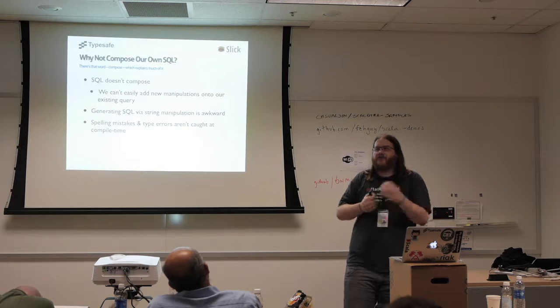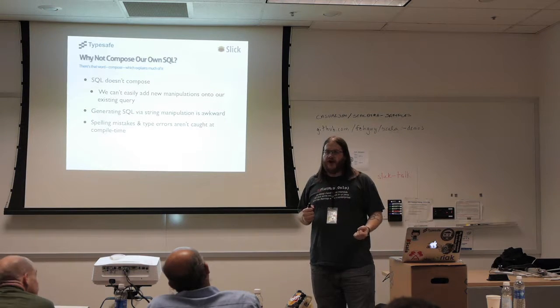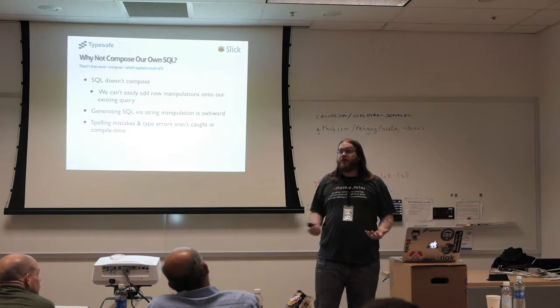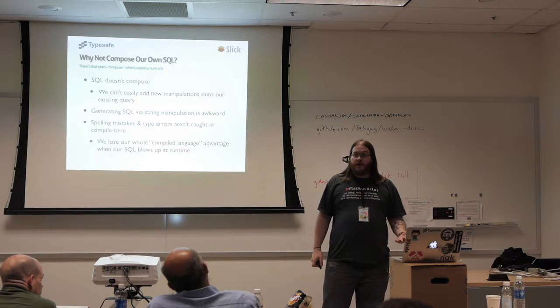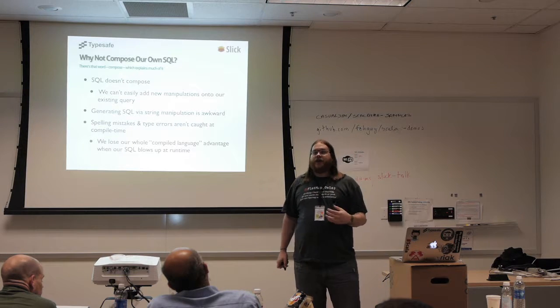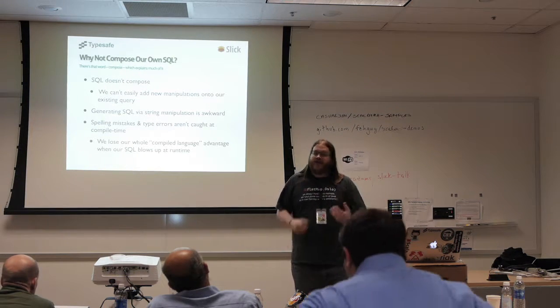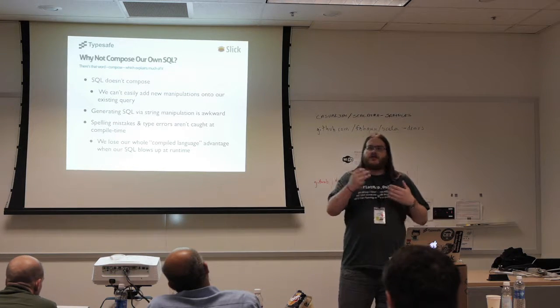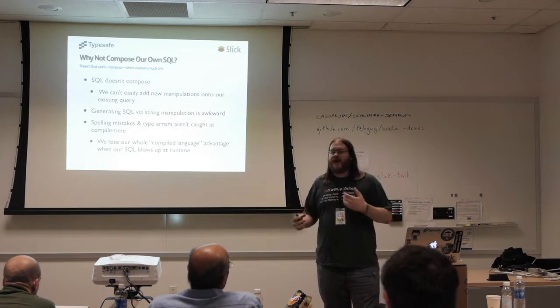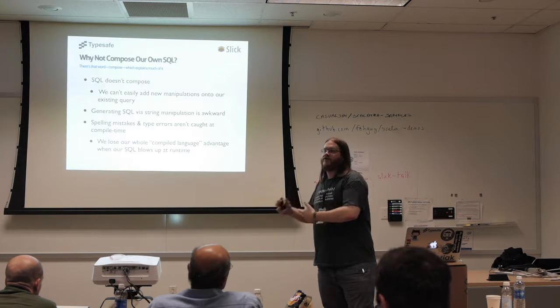So if we misspell select, we don't find out about that until runtime. We may as well be running Python or Ruby at that point because we're having the same problem. Part of our code is compiled, but our SQL isn't type checked, and we lose that benefit. That's something Slick can help with, because we can do this generation and checking in a way that guarantees we're generating something valid.